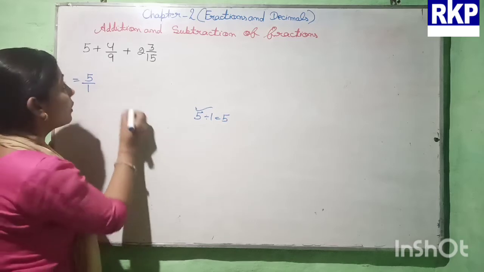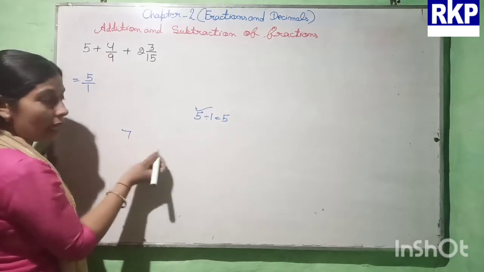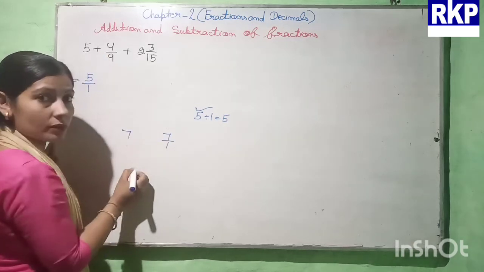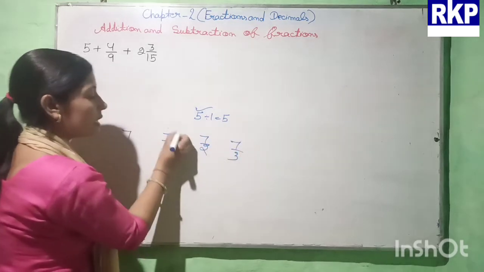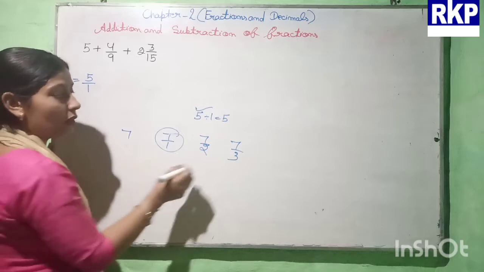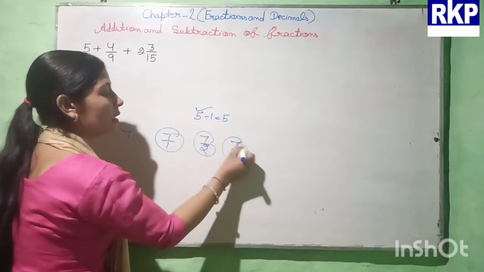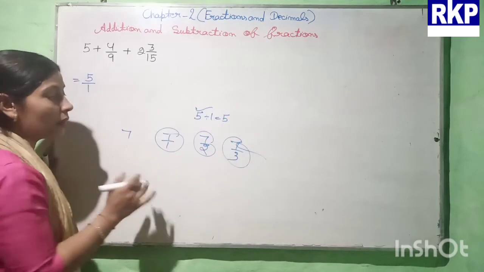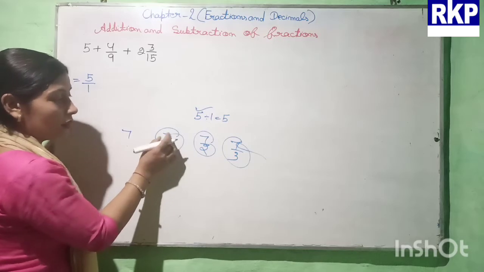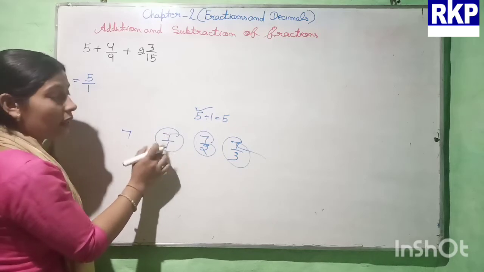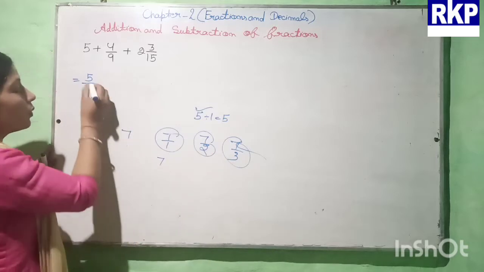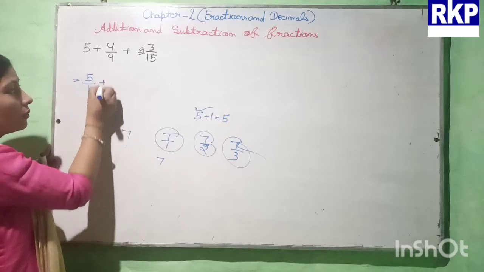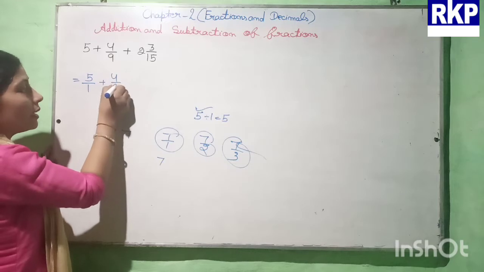If we have only 7 here, then we can write 7 by 1. Okay, not 7 by 2, not 7 by 3, only 7 by 1. If we write 7 by 2 or 7 by 3, then it will be wrong, because only by dividing by 1 do we get 7, not by these. Okay, so here we can write only 1. Now 4 by 9 as it is.